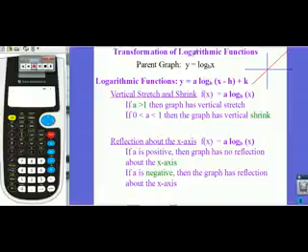Okay, transformations of the logarithmic function. Here's my parent function, y equals log base b of x. Logs are the inverses of exponentials. So let's talk about this briefly.